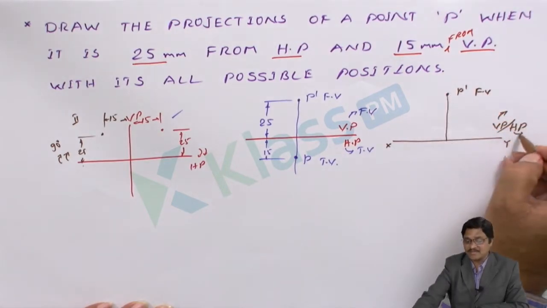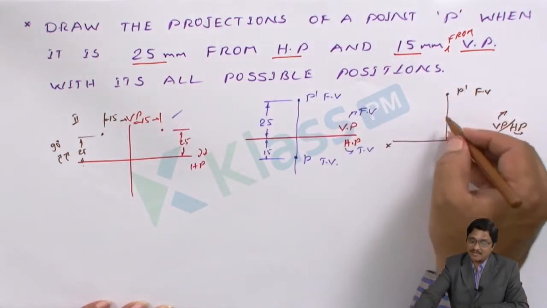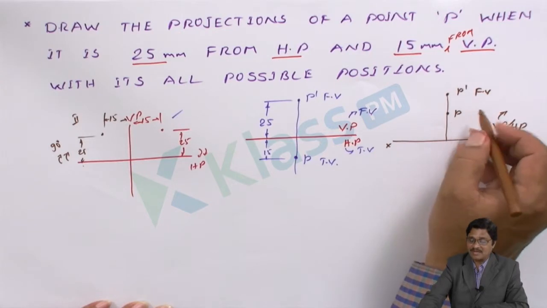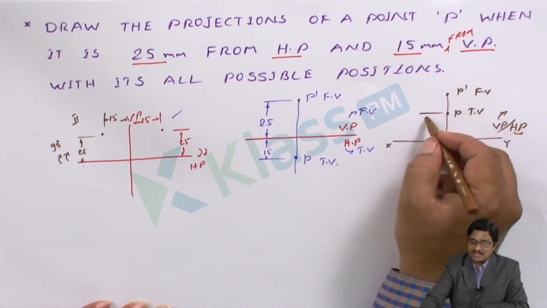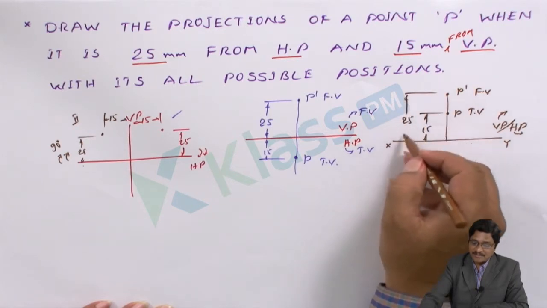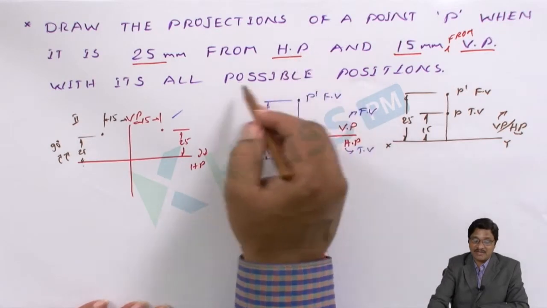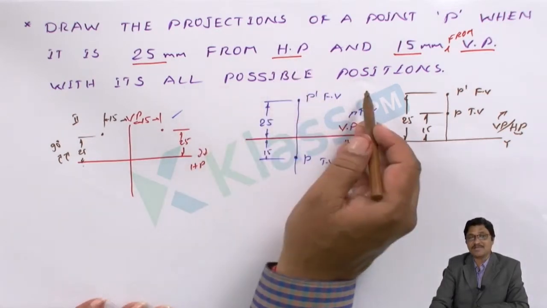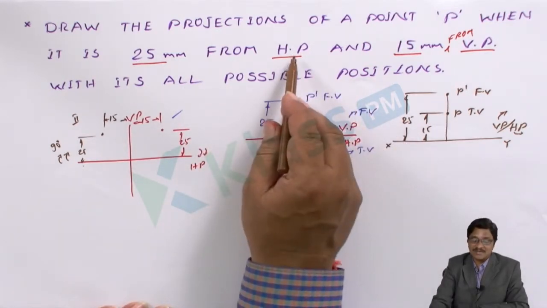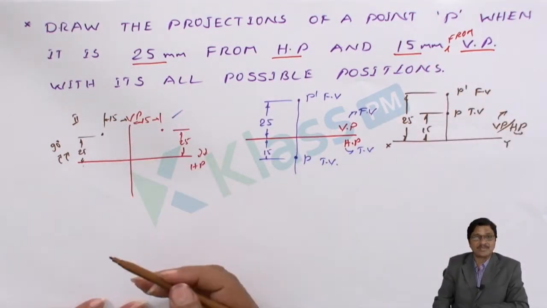So next I am moving to the HP projection. HP projection is the top view. What VP details have been given? 15 mm. So measure 15 mm, mark the top view and show the dimensions. This is 15 mm and this is 25 mm. So the second possibility is completed. Next, I want to maintain what the question has given with all the possible positions, such that the distance from HP should be 25 mm and the distance from VP should be 15 mm. The two possibilities are completed.